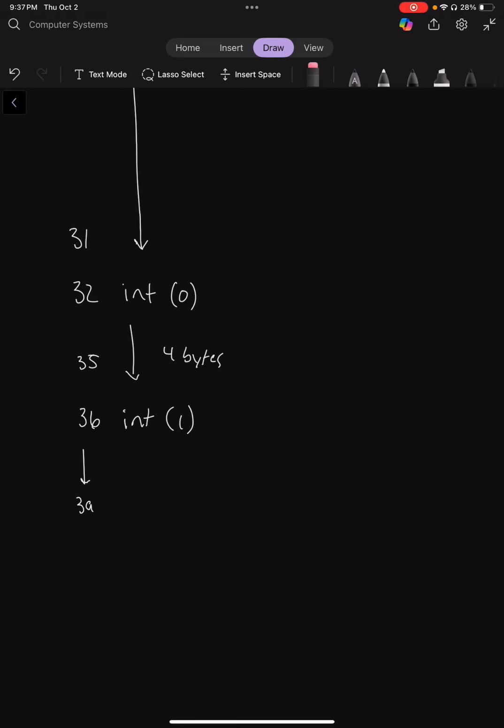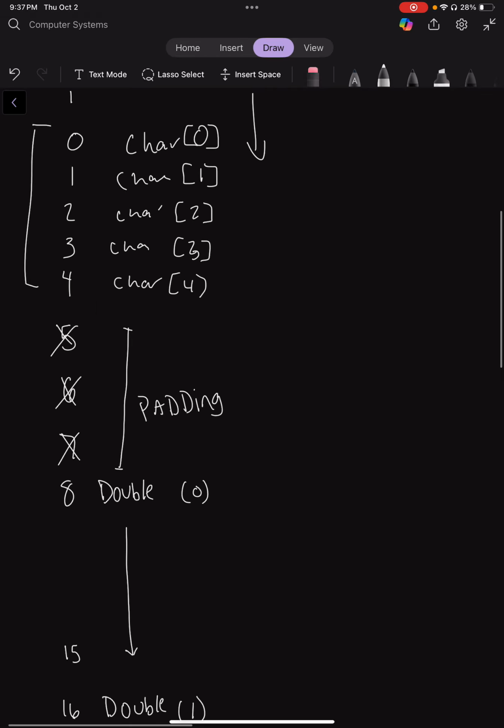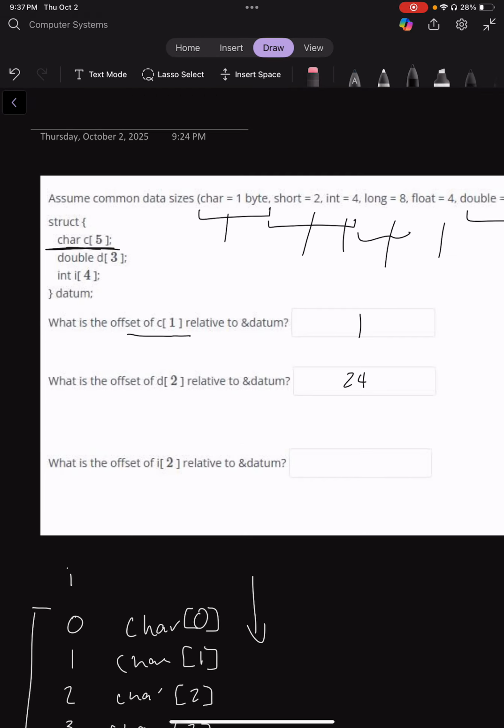Or no, 40. Int 2. What is the offset of I2? That would be 40. Right. That's about it.